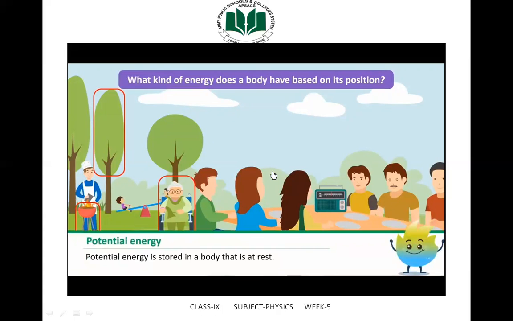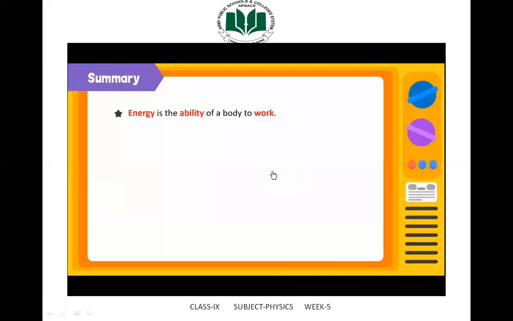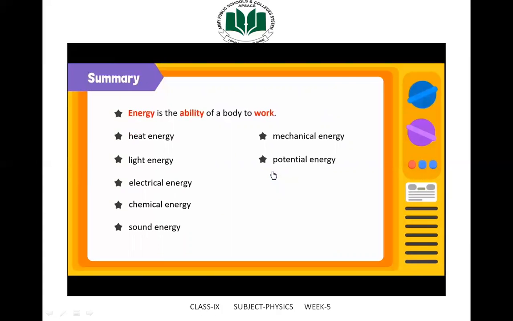Let's summarize. Energy is the ability of a body to work. There are various forms of energy. Some of them are heat energy, light energy, electrical energy, chemical energy, sound energy, mechanical energy, potential energy, kinetic energy, and nuclear energy.